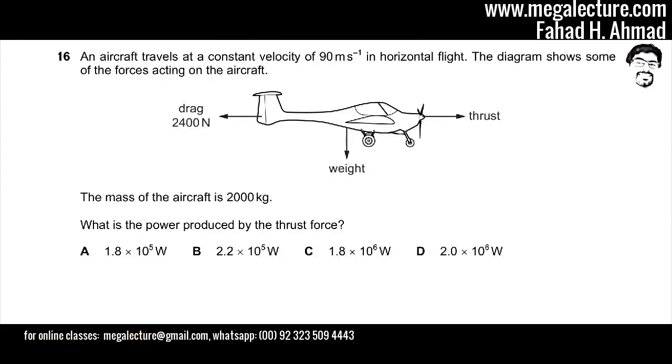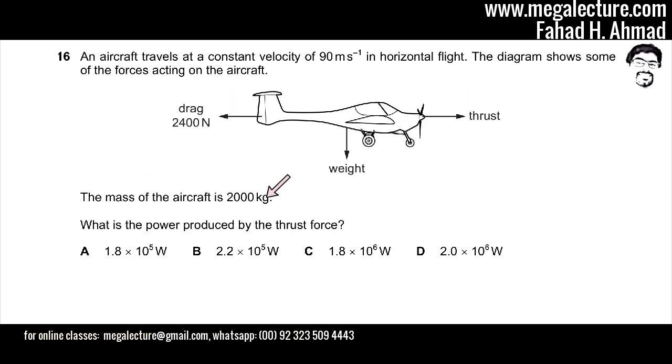The following question reads that an aircraft travels at a constant velocity of 90 meters per second in a horizontal flight. The diagram shows some of the forces acting on the aircraft. So there's weight, there's thrust, the forward force which is making the airplane fly, and then there's drag, the air resistance. The air resistance would be pushing the plane backwards, and that's 2400 newtons.